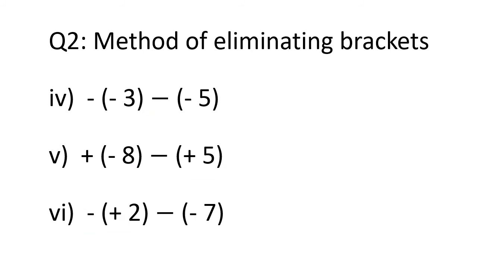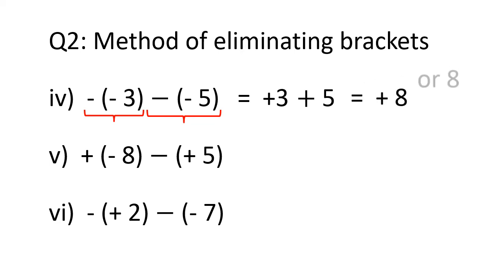Let's try 3 more questions. The fourth question is negative negative 3 minus negative 5. Negative negative 3 is positive 3, and minus negative 5 is positive 5. This is the same as 3 plus 5, which is positive 8, or just 8.